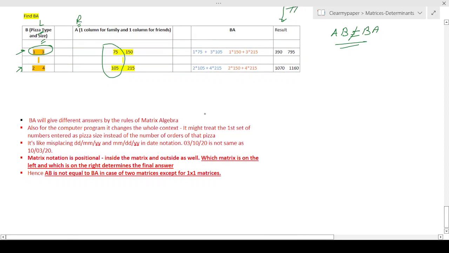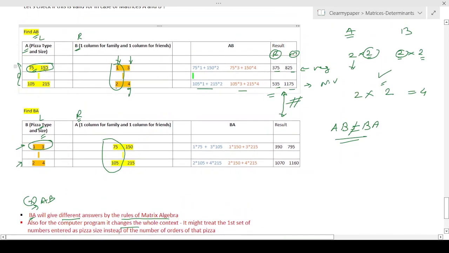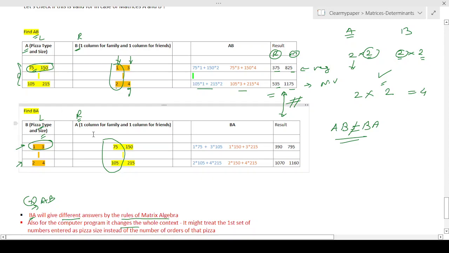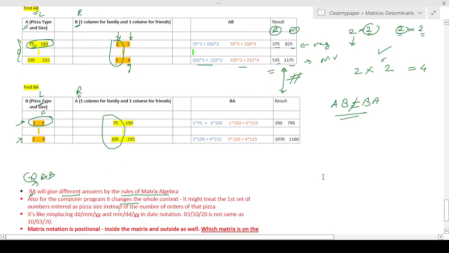So what are we trying to conclude here? B multiplied by A is not the same as A multiplied by B, right? It will give you different answers by the rules of matrix algebra, which we discussed. And just to clear your head, if you're going to program it with a computer, it changes the whole context. In the first example, the computer will treat the first set of numbers as a pizza type and size, and in the second example, it will still treat them as pizza type and size, but in fact you're entering the order. So the computer does not differentiate, which means obviously the numbers are not going to match. You can think about it that way, right?